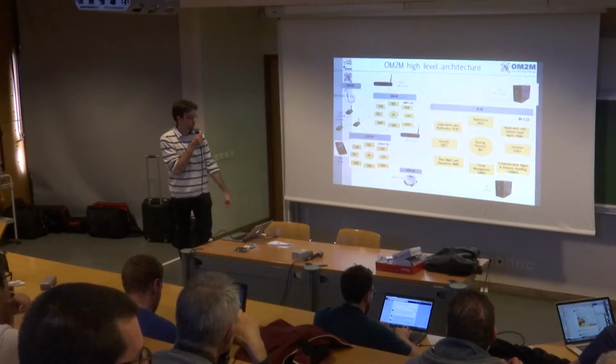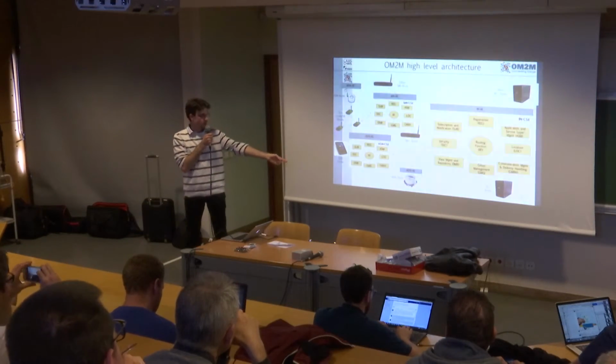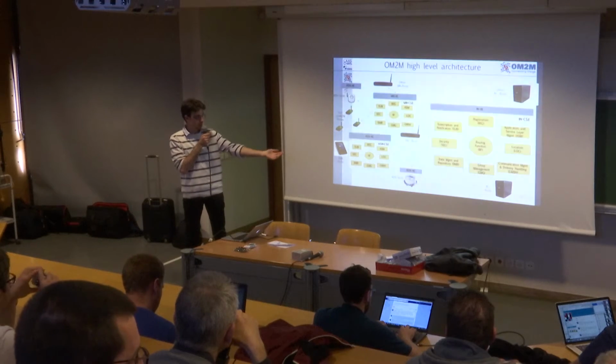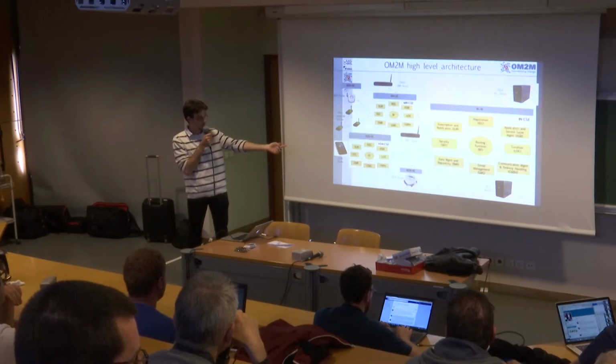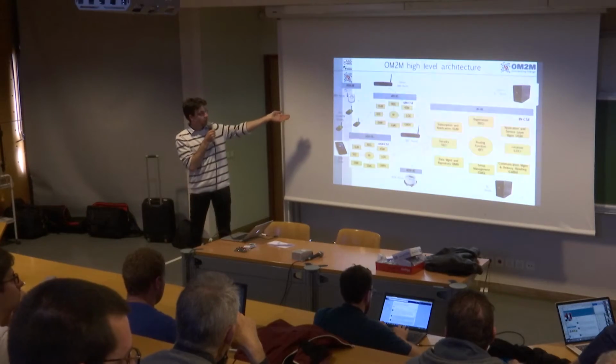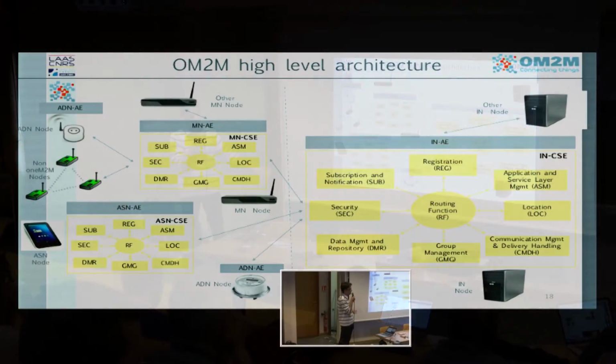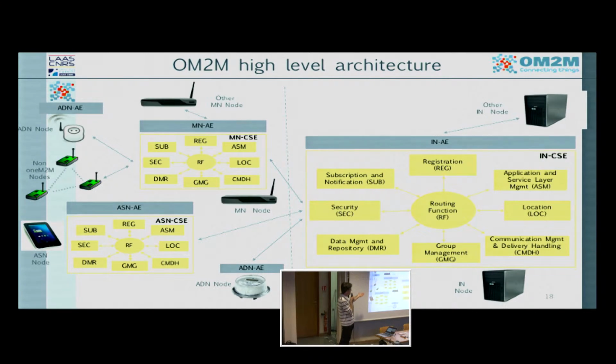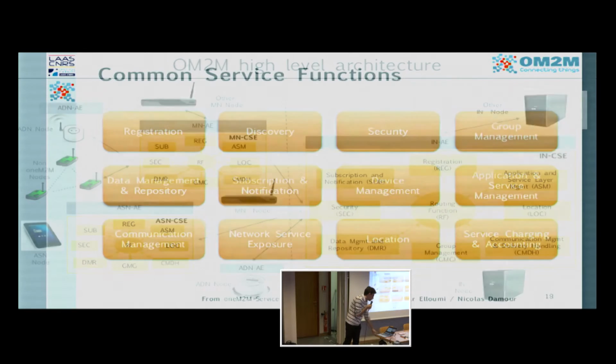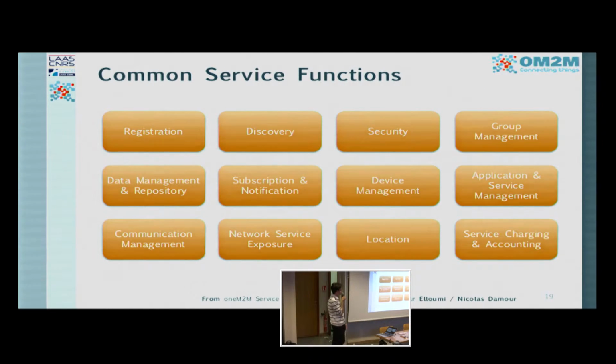And here you have, for instance, a device that is smart enough to send HTTP requests that will interact with the system, and you have also nodes or devices that are not smart enough to interact in oneM2M, and that will be connected to a gateway. So the service functions are really heterogeneous, and there are a lot of them.